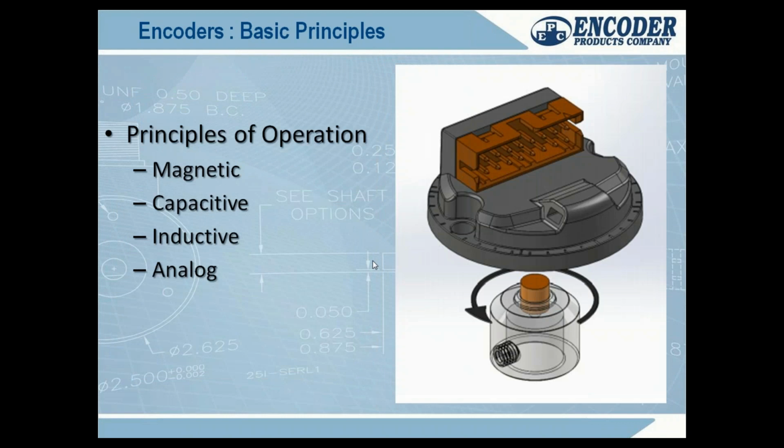There are other ways to skin the cat, as they say, with this. Magnetic, capacitive, inductive, and analog are all other methods to accomplish this. The majority of encoders that you will run into out in the field are optical. The majority of our encoders are optical, and many of our competitors are optical. The reason being is optical is still the most accurate way to go with a rotary encoder.